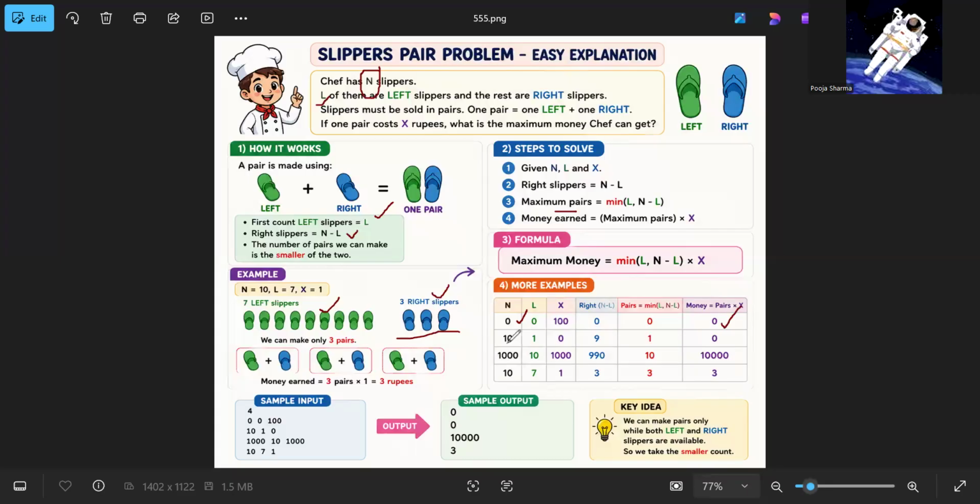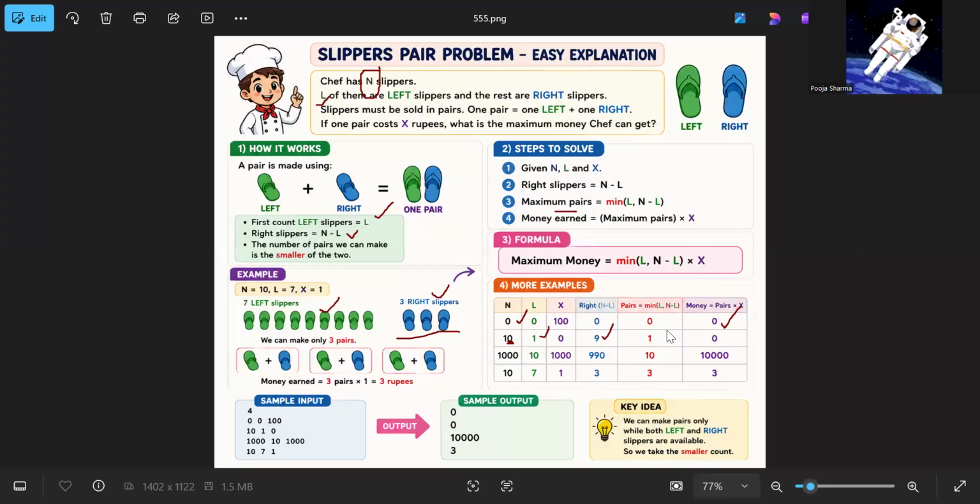Then if the n is 10, it means one has a total of 10 slippers. Let's see how many of them are left. Only one is left, the others are 9, right? So you are given 1, you have to find out the right. So 10 minus 1 will give you 9. So in total you have 1 left and 9 right slippers. So how many maximum pairs can you make? We have to find the minimum among them. So of 9 and 1, the minimum will be 1, right?